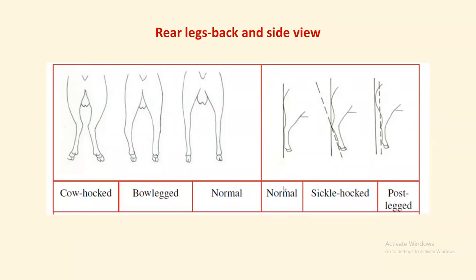And if you see this rear leg from the side view, you can compare the sickle hocked and the post-legged. These are slightly abnormal conditions. You can compare them with the normal one, and definitely you have to select the normal rear legs. And why we are focusing so much on the rear leg and front leg is, as I told you, it is important for libido and mounting.